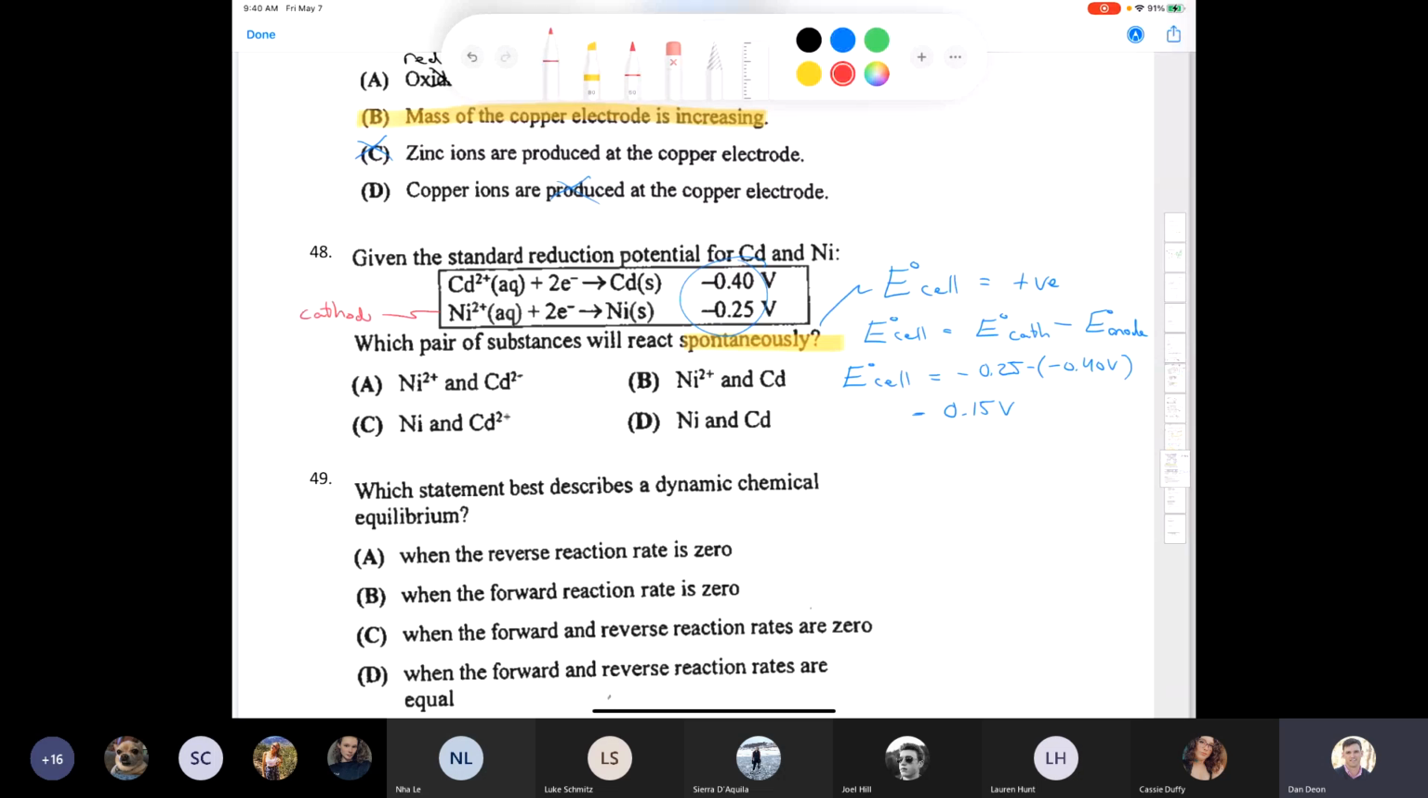This is going to be my cathode. And a cathode, that's where reduction occurs. So I need to have a nickel 2+ ion. Can cancel these ones out.